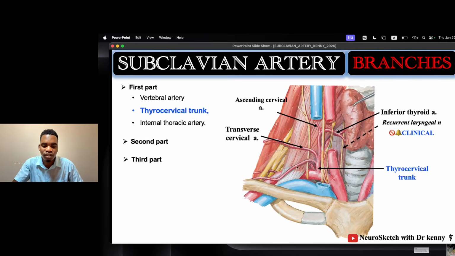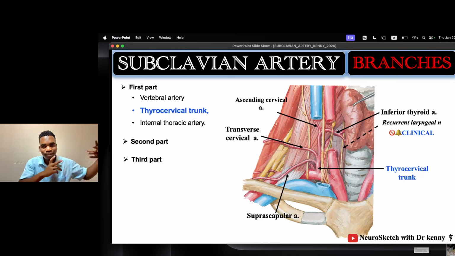We also have another branch here which is called the suprascapular artery. The suprascapular artery is going in this direction, and these two arteries, the transverse cervical artery and the suprascapular artery, also cross the brachial plexus. See here, this is the brachial plexus, and these two arteries cross the brachial plexus. But the suprascapular artery, after crossing the brachial plexus, is going to join the suprascapular nerve.